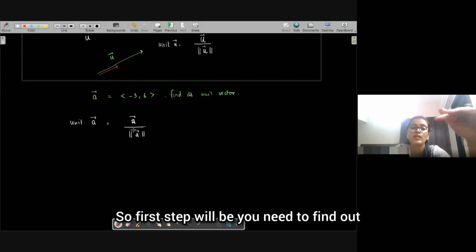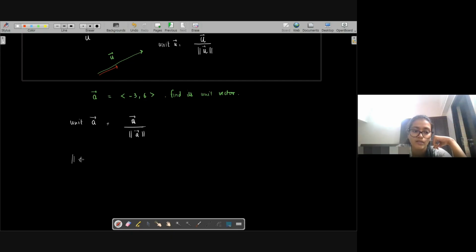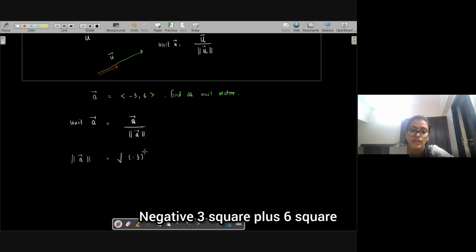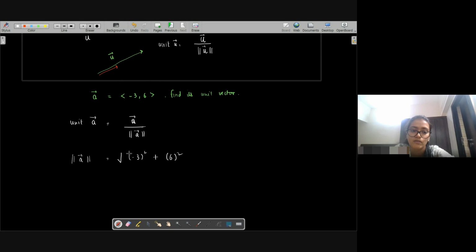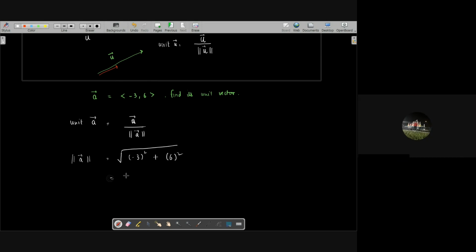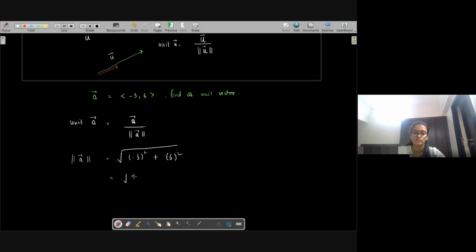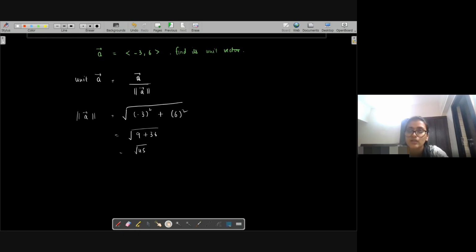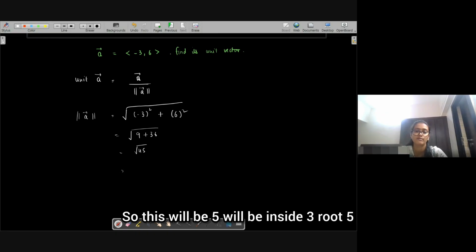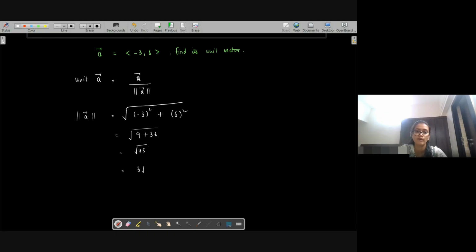So the first step is you'll need to find out the magnitude of a. Can you find out the magnitude? -3 square plus 6 square. So 9 plus 36, 45. And 45 can be written as 15 times 3. 15 can be written as 5 times 3. So this will be 3 root 5.